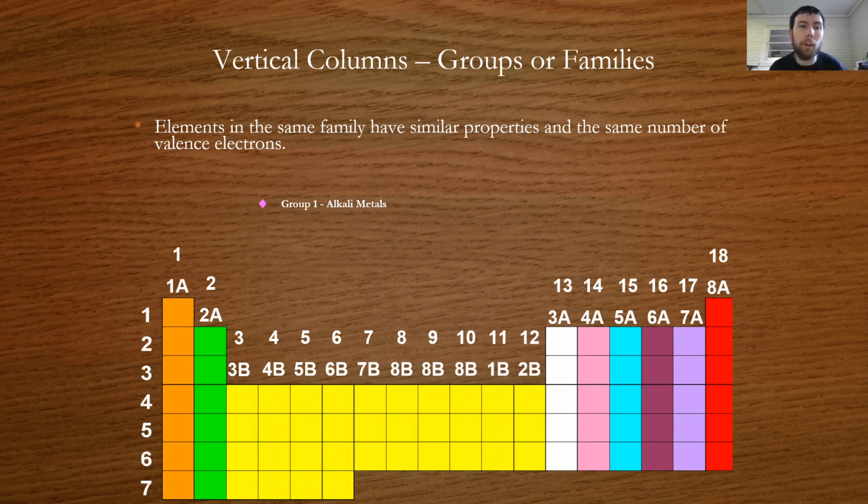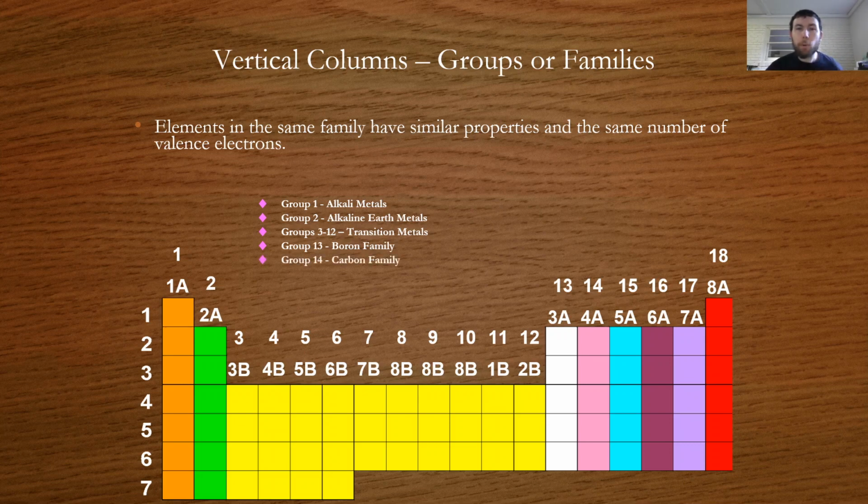So group 1, that'd be our orange column. Those are known as the alkali metals. Group 2, which would be that green column, those would be the alkaline earth metals. Groups 3 through 12, that makes up those yellow columns on the periodic table. Those would correspond to the transition metals on the periodic table. All right, your white column, which is group 13, that's going to correspond to the boron family.